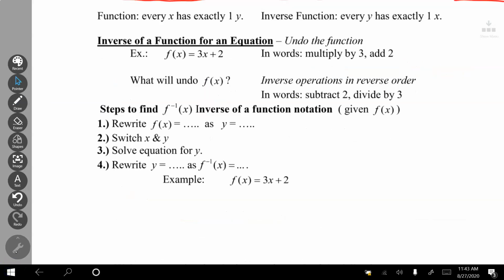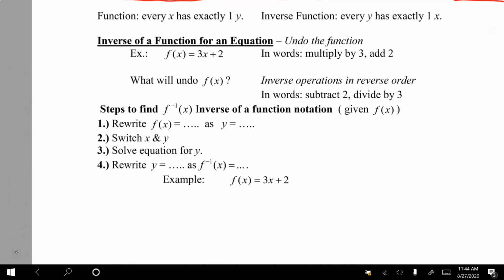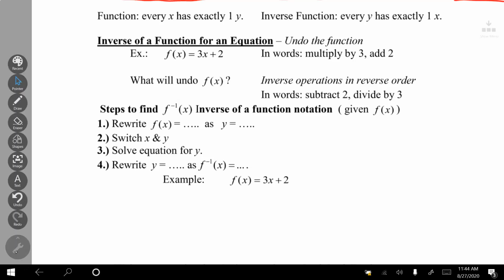So how do we find inverses? Well, the inverse is the undo of an operation. So when I had the 3x plus 2, which is multiplied by 3 and add 2, the inverse would be subtract 2 divided by 3. So how do I do it? I have 4 basic steps. Step 1, rewrite it y equals. Step 2, switch x and y's. That's the inverse part. Step 3, solve for y.